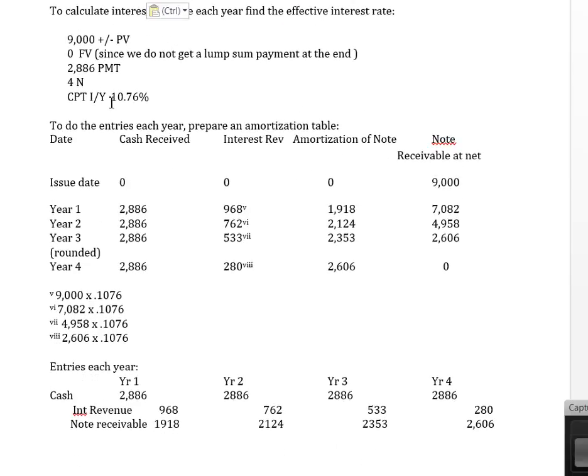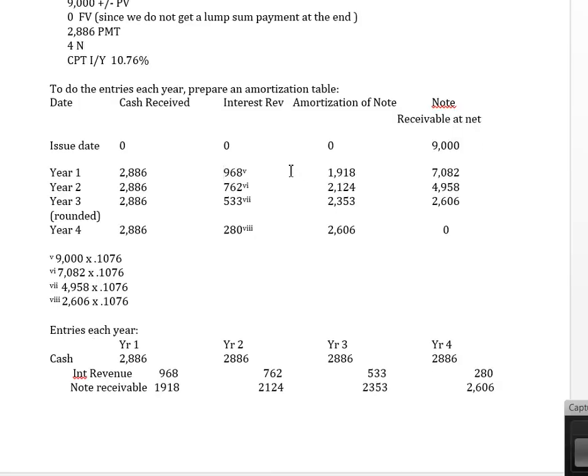And we're going to multiply it by our I/Y, which is 10.76. So you can see here that 9,000 times 0.1076 is going to give us $968 in interest revenue that we've booked. All that means is that of the 2886, 968 was interest, so the difference, 1918, is going to pay down the note. So the note receivable at the end of year 1 is going to be 7,082. If we take that 7,082 and multiply it by 0.1076 to calculate our interest revenue, that's going to give us 762.